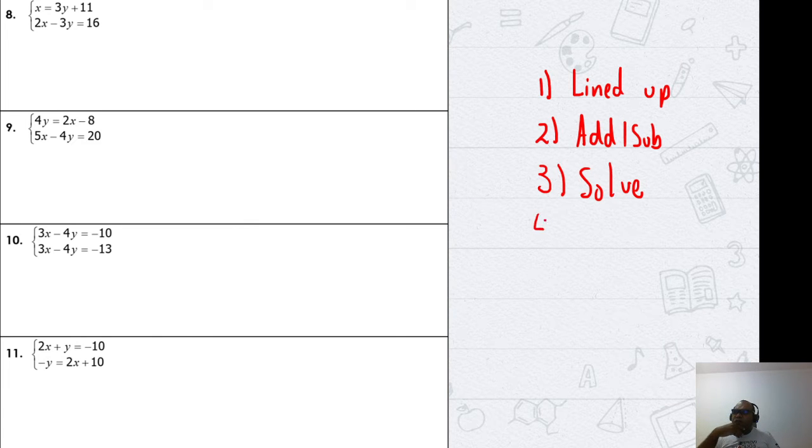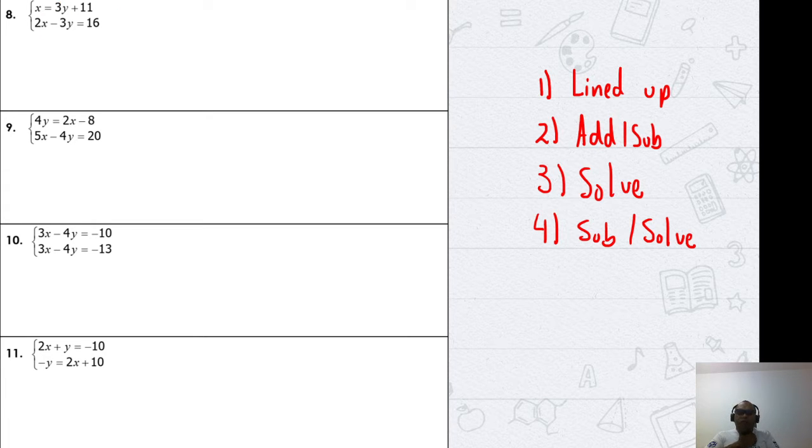And step number 4, substitute and solve. For the first equation, you work on it. Great. Substitute and solve. Remember to line up. Guys, number 8, are they lined up? Let's line up then.